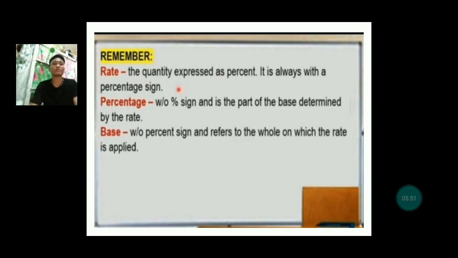So, things to remember: the rate is the quantity expressed as a percent, it is always with a percent sign or symbol. Next, the percentage is without a percent sign, and it is a part of the base determined by the rate. Next, the base is without a percent sign and refers to the whole to which the rate is applied.